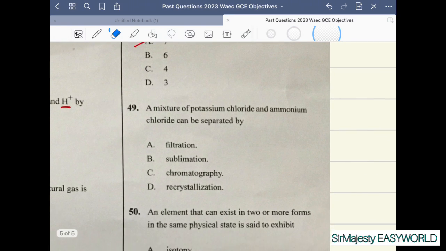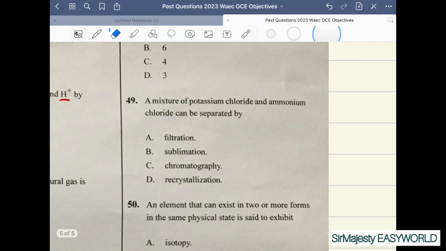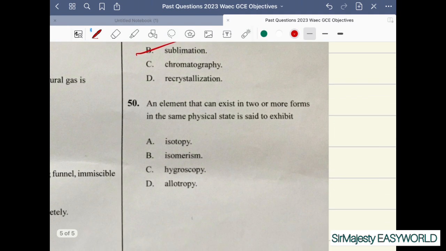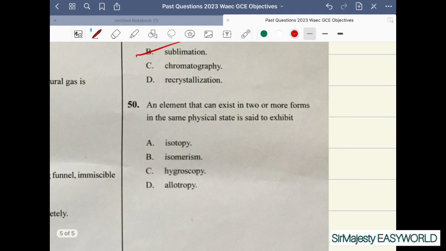Okay. Then 49 says a mixture of potassium chloride and ammonium chloride can be separated. Potassium chloride does not sublime on heating, but ammonium chloride sublimes on heating. Therefore, if you have mixtures where one constituent is subliming and the other is not, you take sublimation. An element that can exist in 2 or more forms in the same physical state is said to exhibit allotropy.